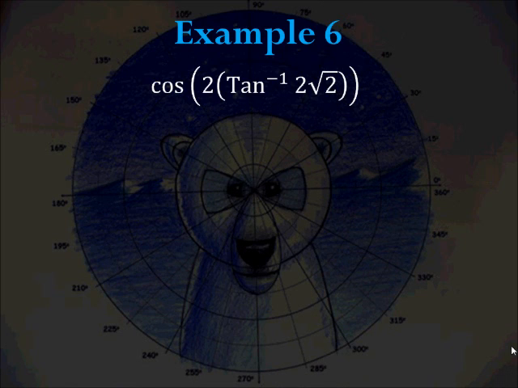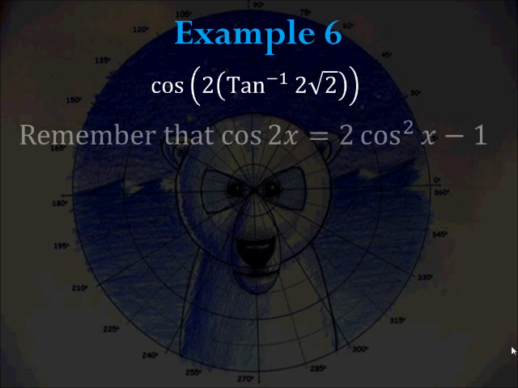Example 6. Cosine of 2 times the inverse tangent of 2 root 2. The first thing you're going to have to notice is that you're going to use some sort of trigonometric formula. You might be able to see it, and if you don't, here it is. Remember that the cosine of 2x is equal to 2 times the cosine squared x minus 1. It's also cosine squared x minus sine squared x, or 1 minus 2 sine squared x. I just chose cosine squared x. You'll probably want to choose either that one or the one with 1 minus 2 sine squared, and you'll see why in a moment.